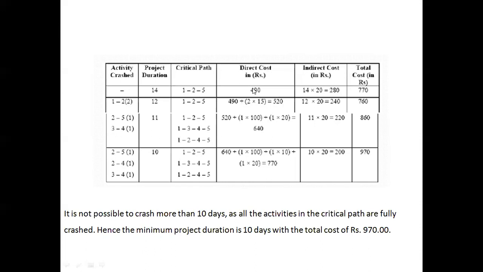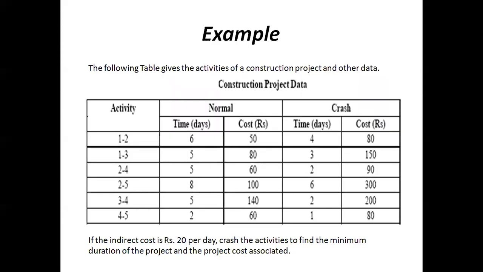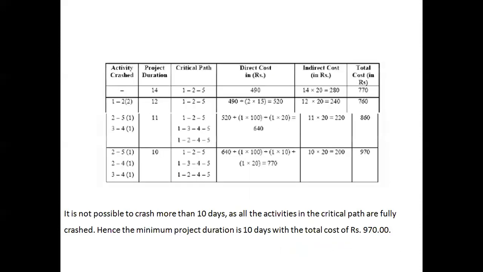Then the direct cost is 490. This 490 is nothing but the sum of the costs under normal execution, that is 50 plus 80, 130, plus 60, 190, plus 100, 290, plus 140, 430, plus 60 will make it 490. This 490 is the direct cost.